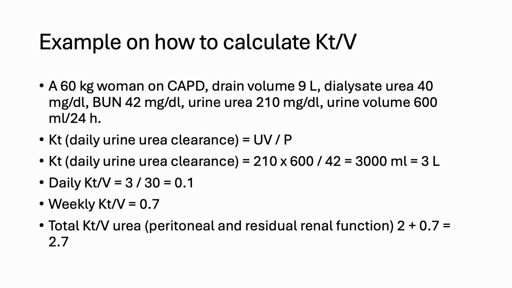Mercifully, there are calculators and apps that will do that for you. So you just plug in the numbers, the drain volume, the dialysate urea, the blood urea nitrogen, urine urea, urine volume, and it will spit out that number. But it'd be nice just for one time to know how we're doing this. Now, moving on to question number 8.